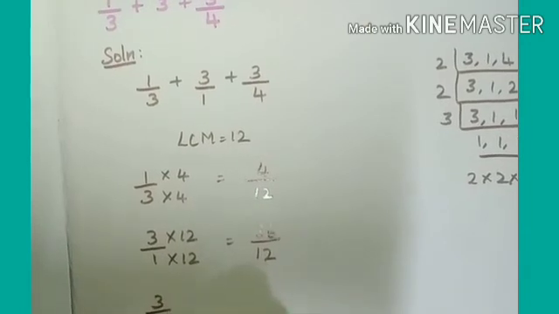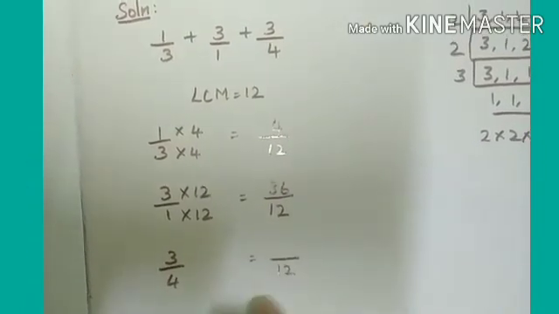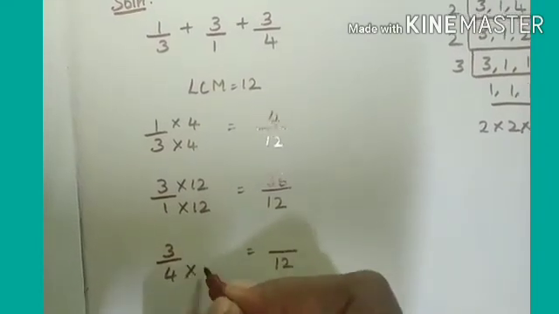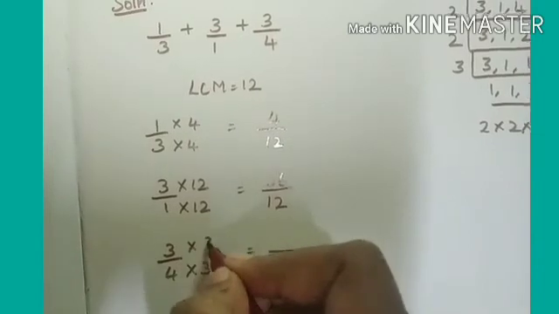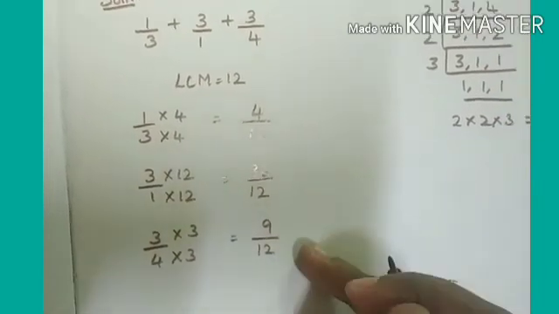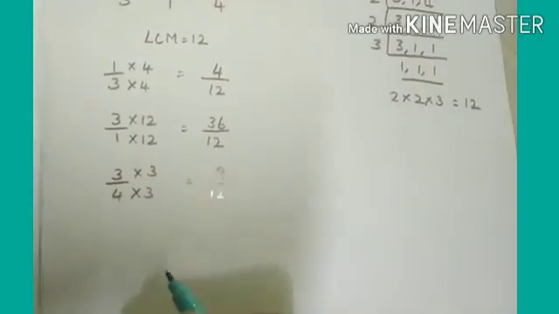Write the next fraction, 3 by 4. By what number should 4 be multiplied to get 12? That is 4 3s are 12. Multiply both numerator and denominator by 3. We get 3 3s are 9. That is 9 by 12.